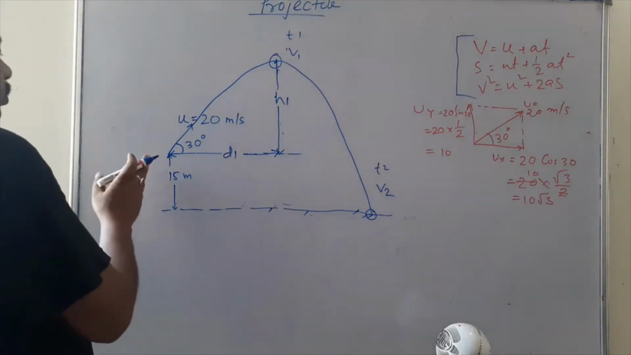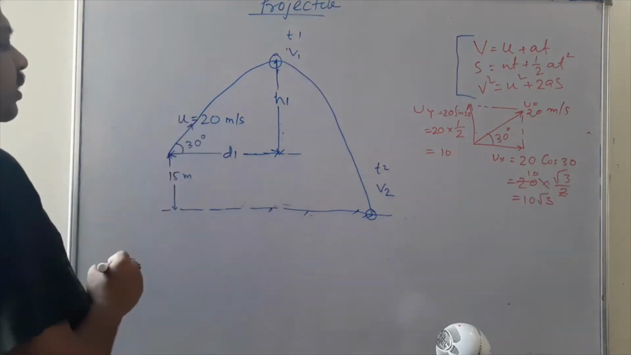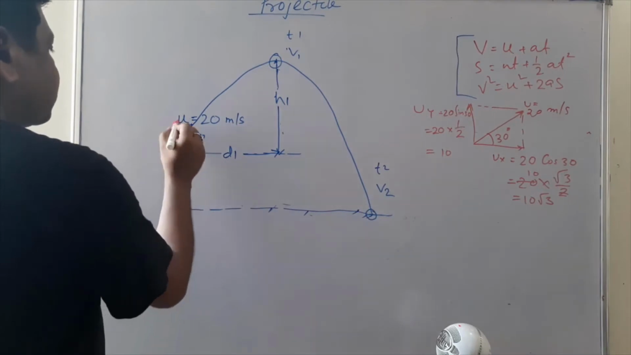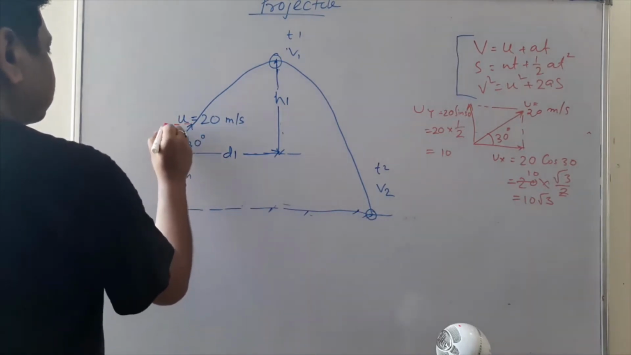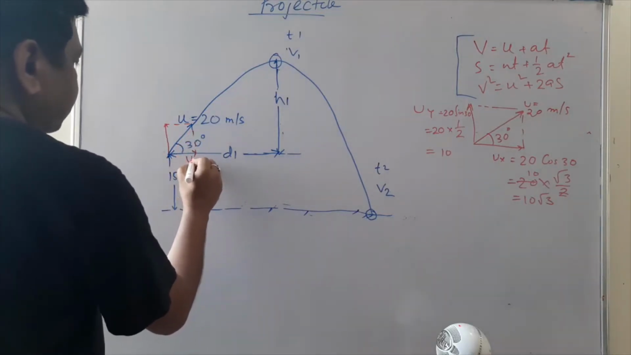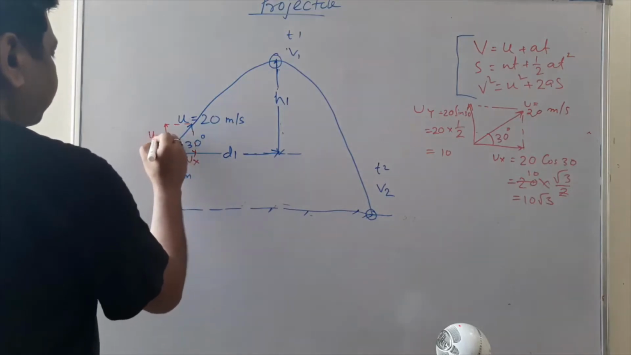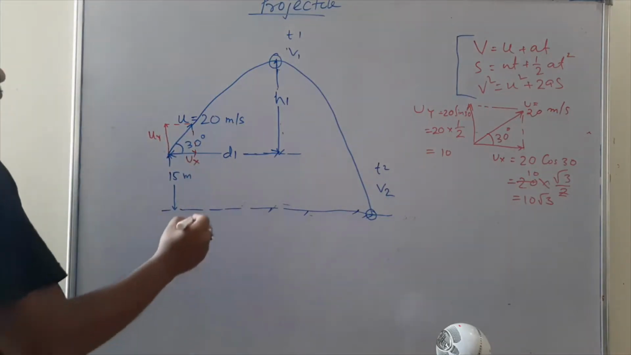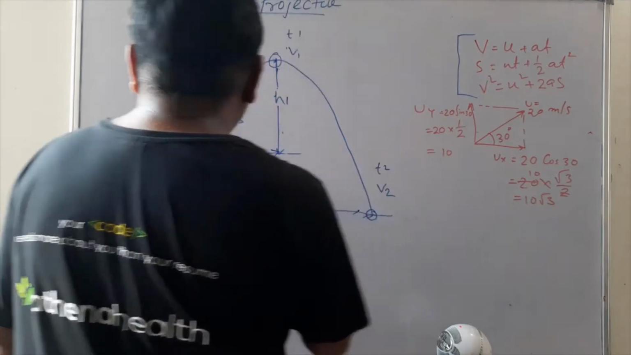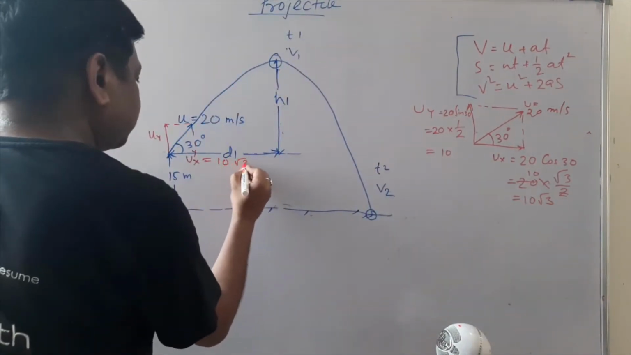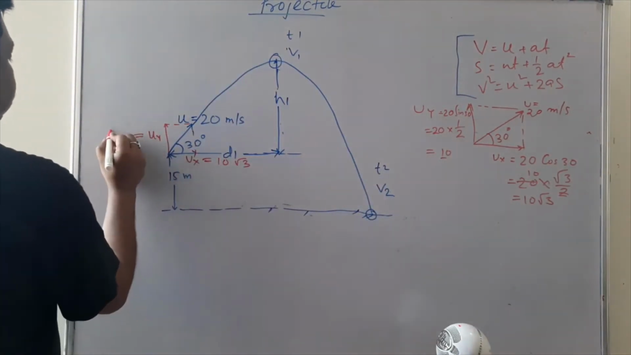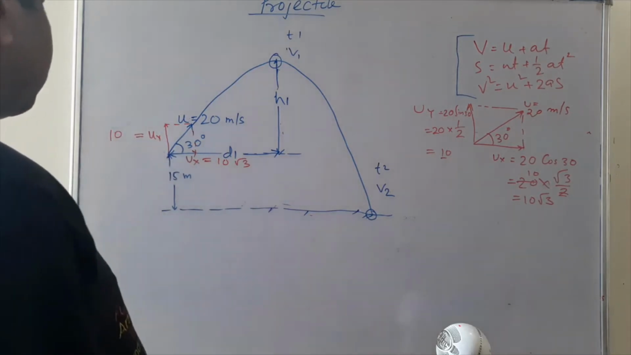Now that velocity has two components. One is the vertical component and another is the horizontal component. So this is ux and this is uy. So I have calculated here, you can look from here. This will be 10 root 3 for ux and uy is 10. Okay.